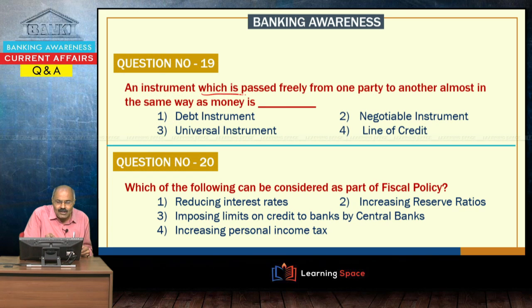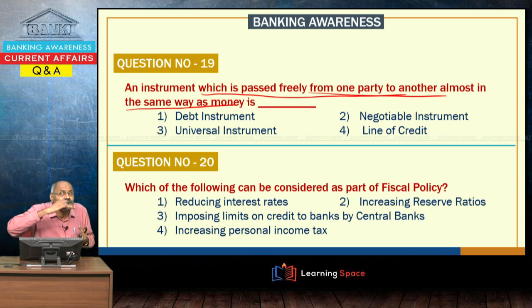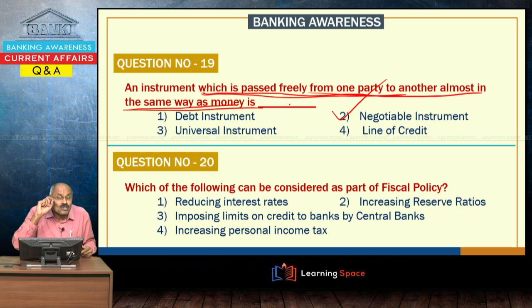An instrument which is passed freely from one party to another almost in the same way as money is a negotiable instrument. A cheque is an example of a negotiable instrument, and a promissory note is also an example. The meaning of negotiable instrument is an instrument which is passed freely from one party to another almost in the same way as money.